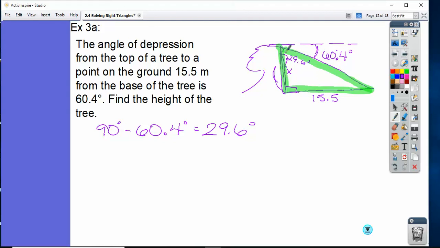So then we could do a trig function. From there, 15.5 is opposite. The side I'm looking for is my adjacent, so what trig function would I use? Tangent. Let's see. Tangent of 29.6 degrees equals 15.5 over x. Trying to solve for x, if you want to get rid of your fraction, though, you have to multiply by the denominator. And then what do we have to do? Divide by our tangent.